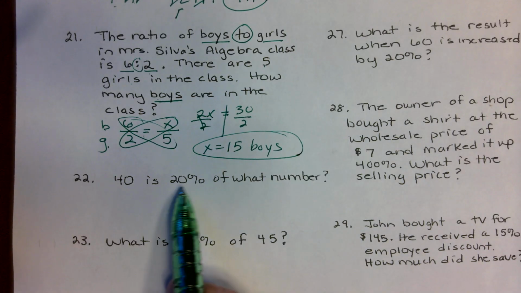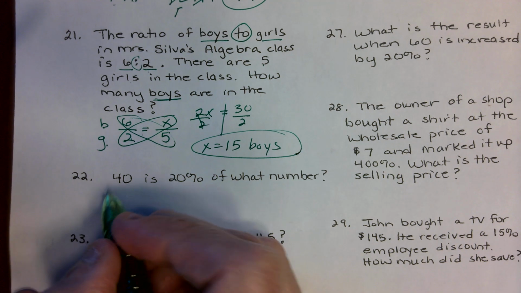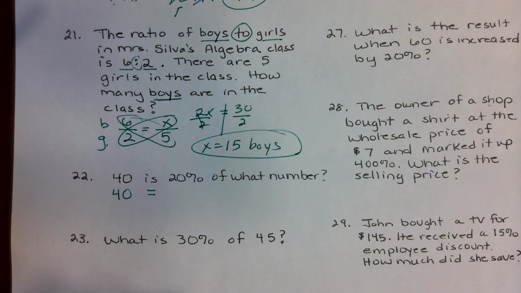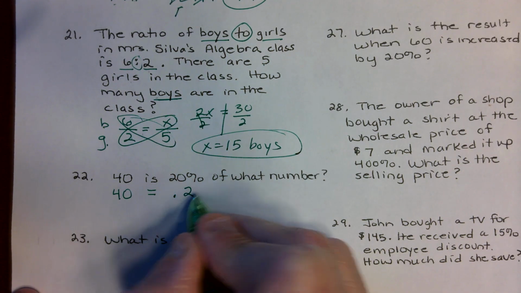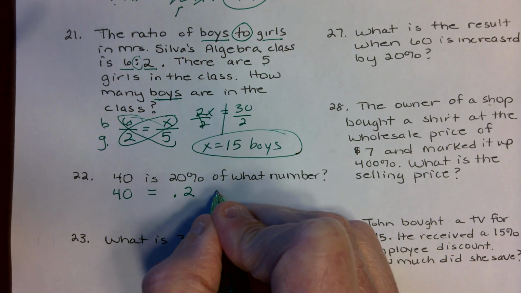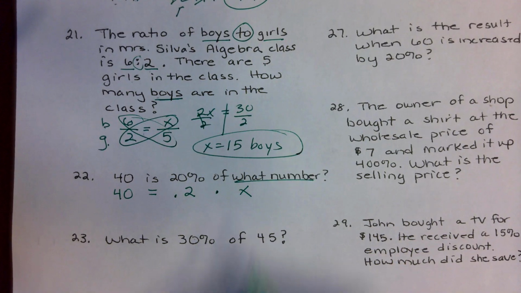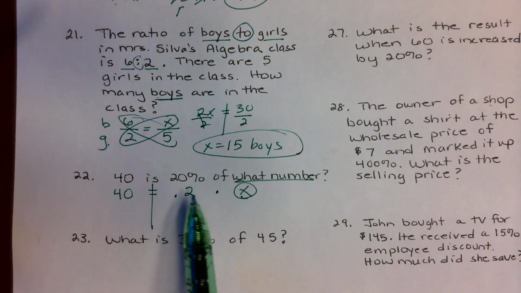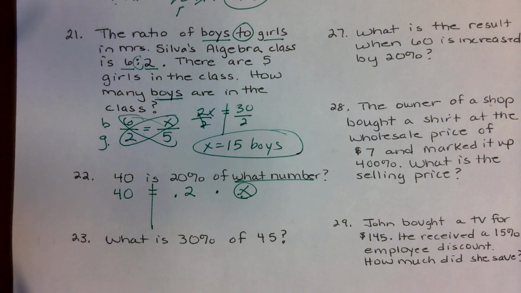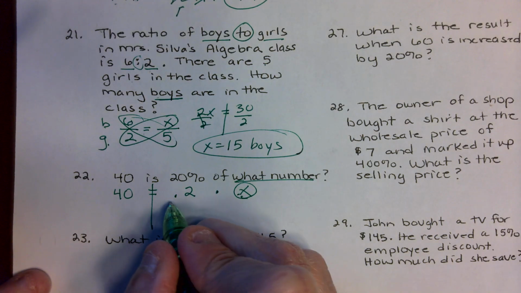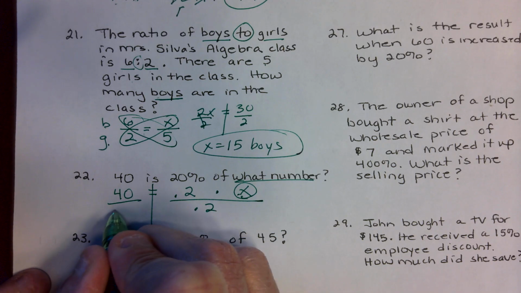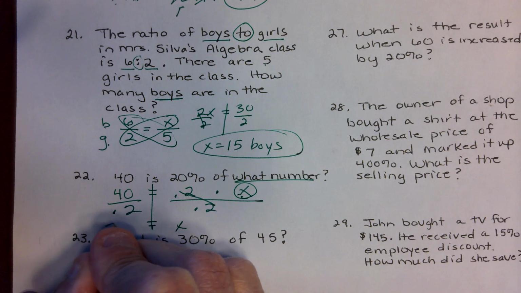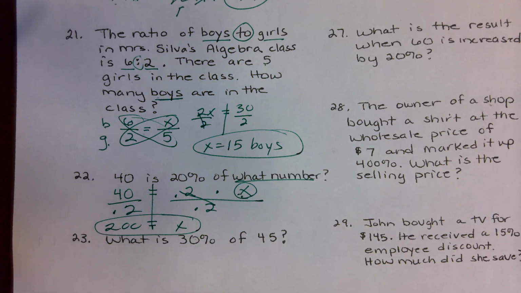22. English to math. 40. Is means equal. 20%. What is that as a decimal? 0.2. Of means what? Multiply. What number is your variable? X. So draw your line, locate your variable. And now if it's this times this, what's the opposite of multiplying by 0.2? Dividing by 0.2. Good, so 40 divided by 0.2 is 200.